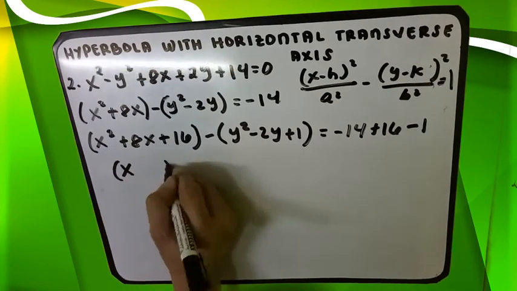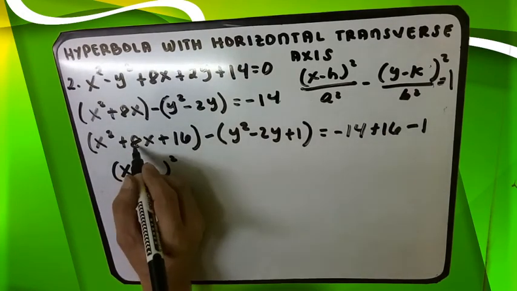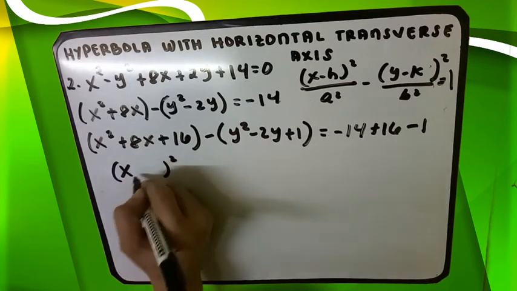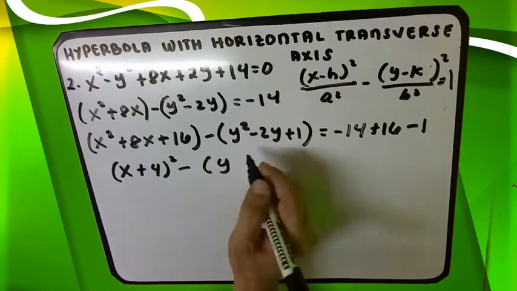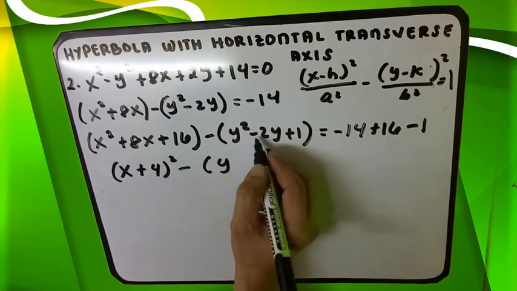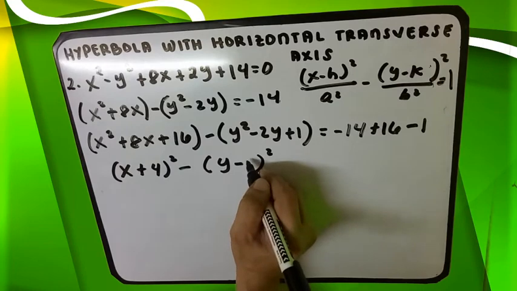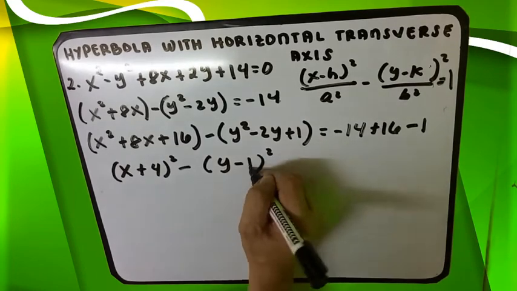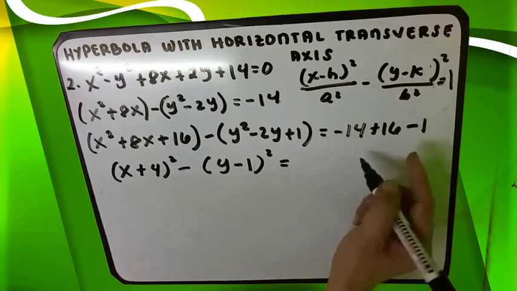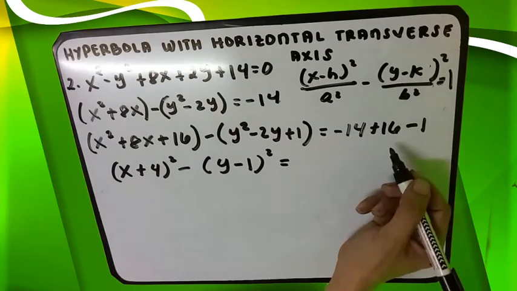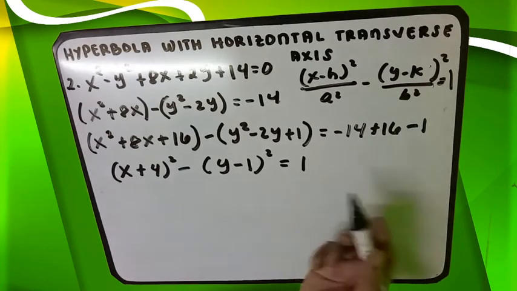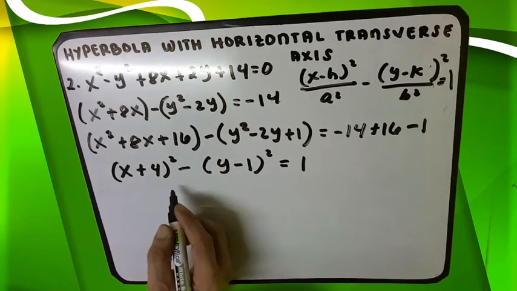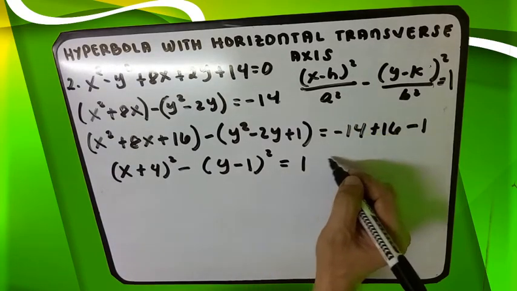So for x, we take out the 2. For 8 divided by 2, that is 4, so x plus 4. And then minus y, we take out the 2. Negative 2 divided by 2, negative 1. Negative 2 divided by positive 2 is negative 1. And then equals negative 14 plus 16 minus 1 is 1. So we no longer need to divide now, because the right side is automatically 1. So if you notice, it is already in that form.